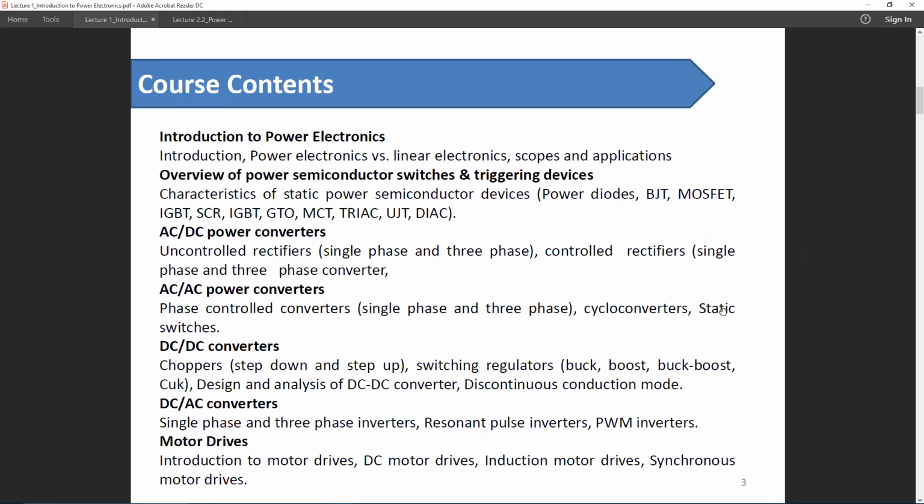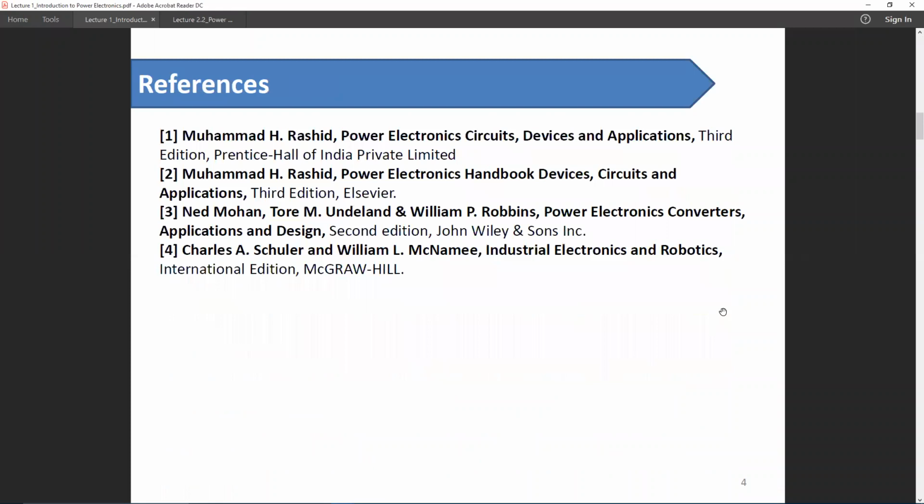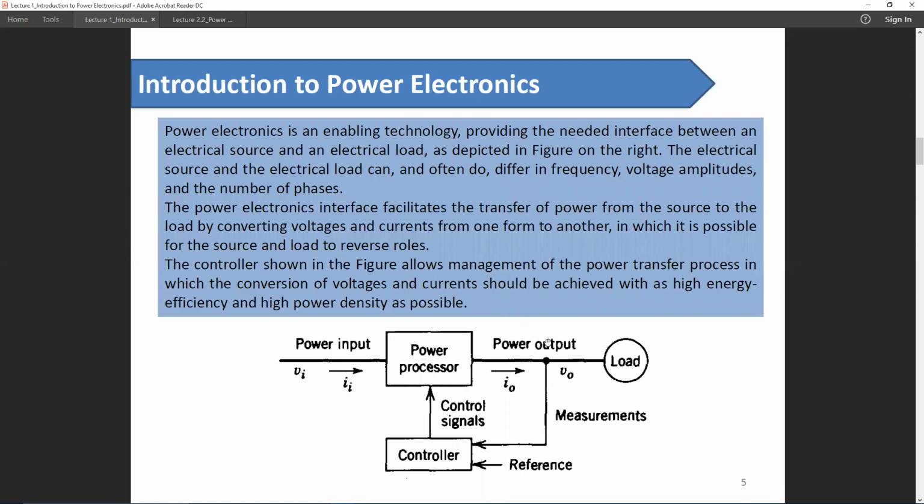As a quick reminder, here is our syllabus, and here are the recommended books for this course. So here is the basic diagram of a power electronic system. Here you can see the input power, and here goes the output power. There must be some sort of differences in input power and output power in terms of maybe voltage or current. So those parameters must be controlled in some predictable ways, and this processor controls these parameters. This is the basics of power electronics.